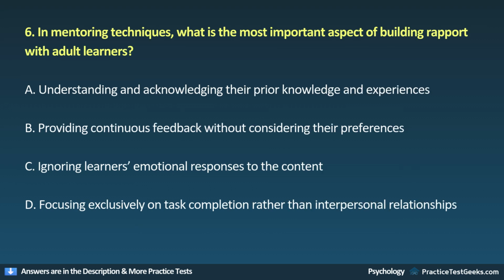6. In mentoring techniques, what is the most important aspect of building rapport with adult learners? A. Understanding and acknowledging their prior knowledge and experiences. B. Providing continuous feedback without considering their preferences. C. Ignoring learners' emotional responses to the content. D. Focusing exclusively on task completion rather than interpersonal relationships.